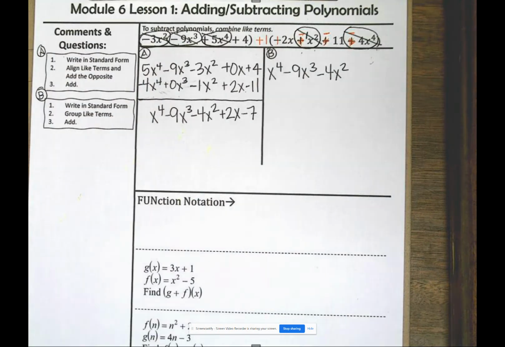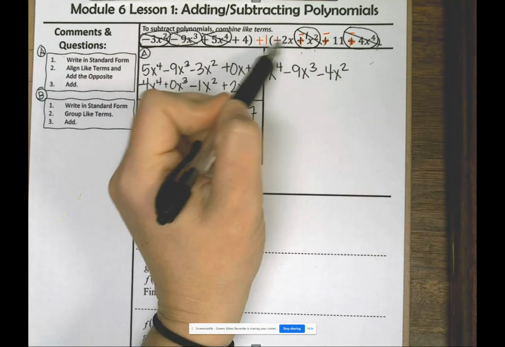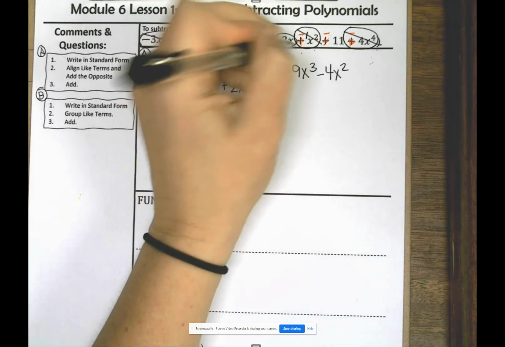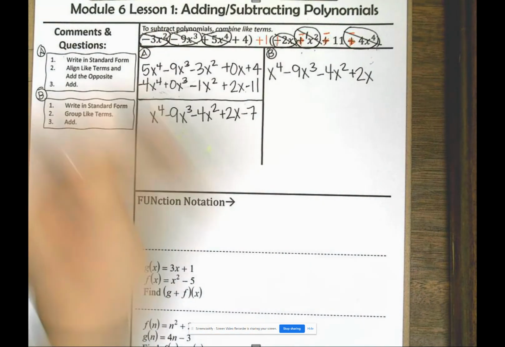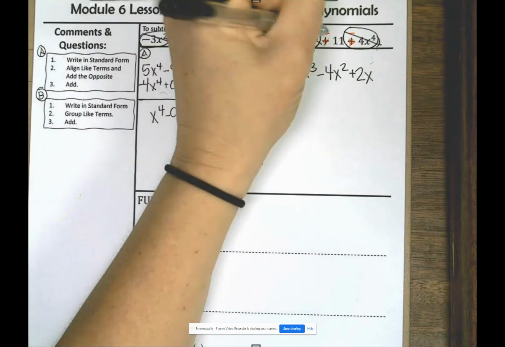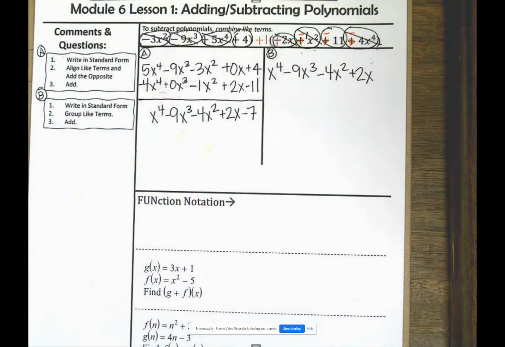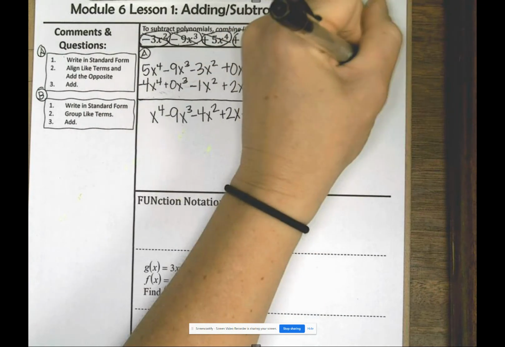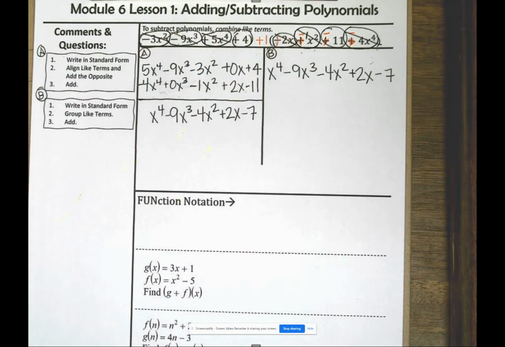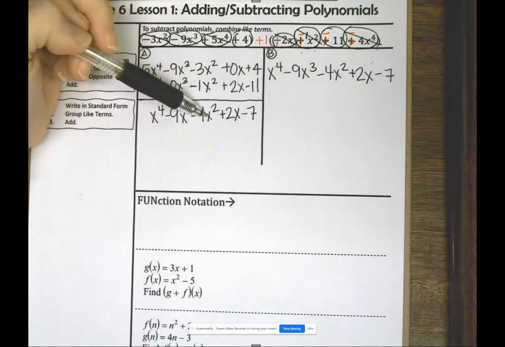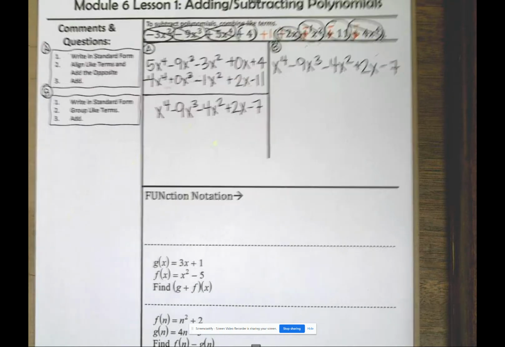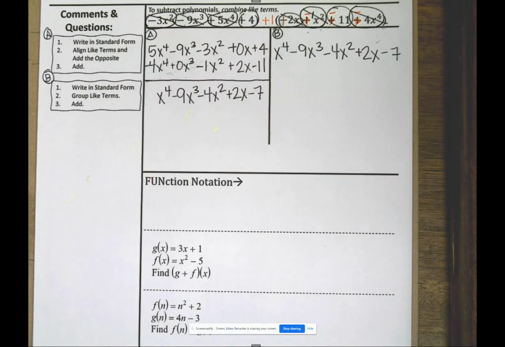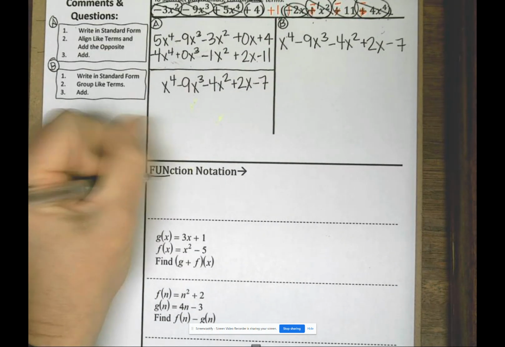I'm now looking for all of my x terms. Plus 2x is all I have. So I'm going to cross that out, make sure that it is accounted for. And then I'm looking for all of my constants, which is a positive 4 and a negative 11. When I combine those together, it gives me negative 7. And if you'll see, two different methods give you the exact same polynomial for a solution. I'm going to give you a practice problem to try on your own, and then we're going to come back and try function notation. Emphasis on the fun.